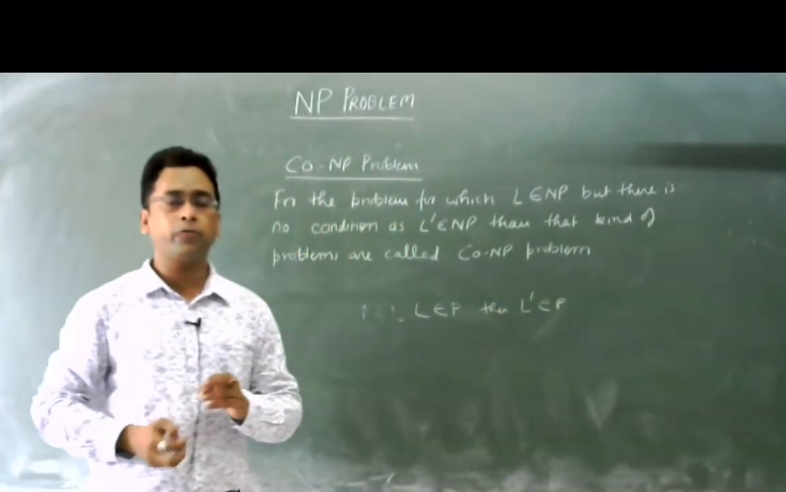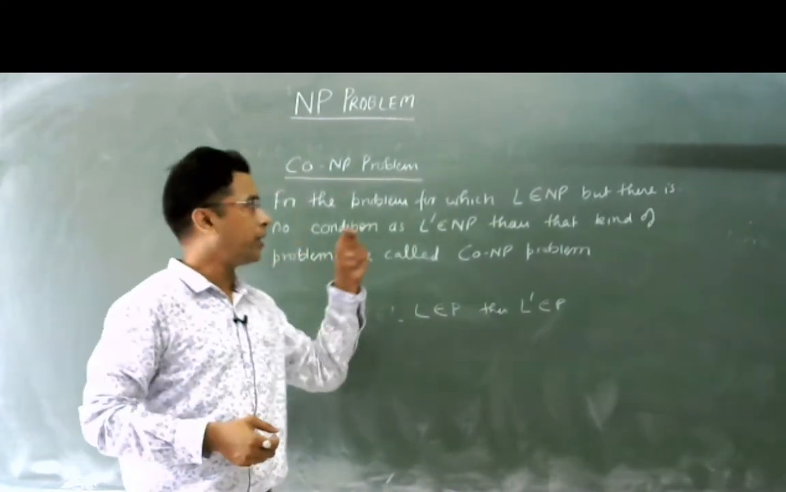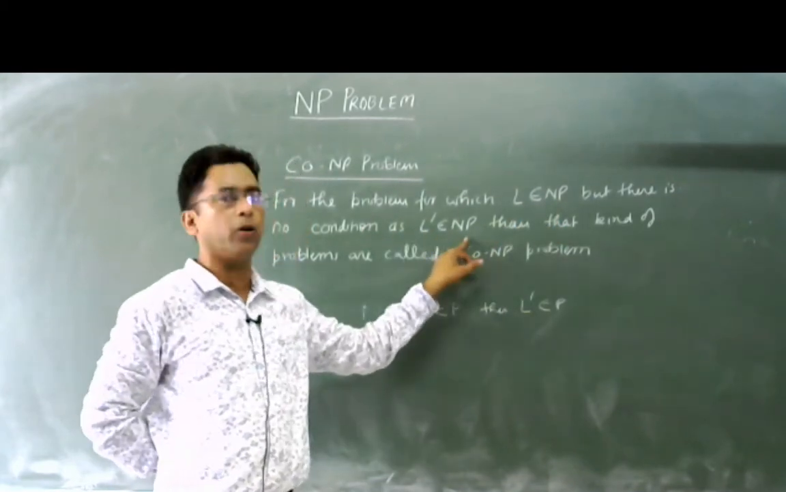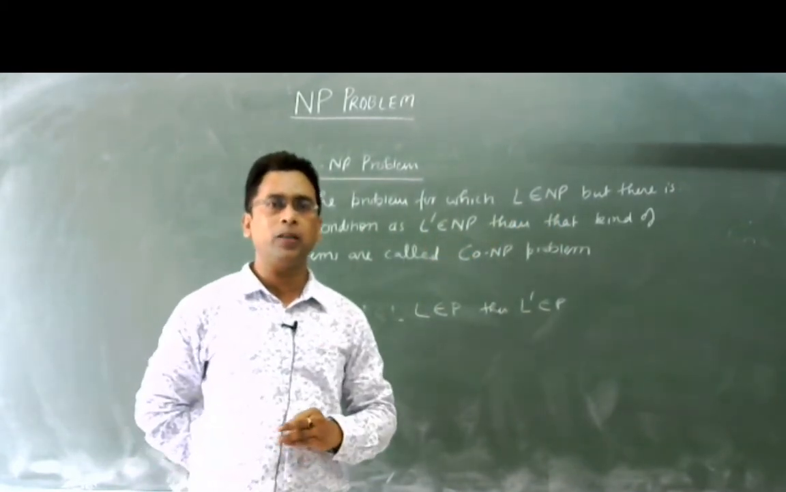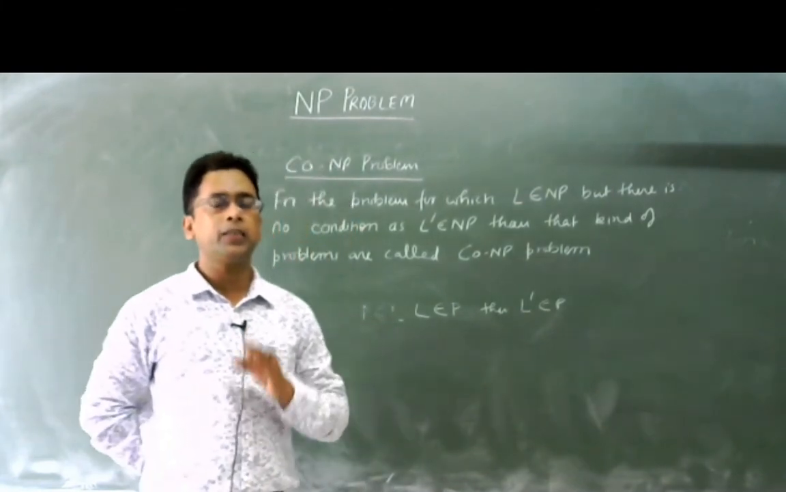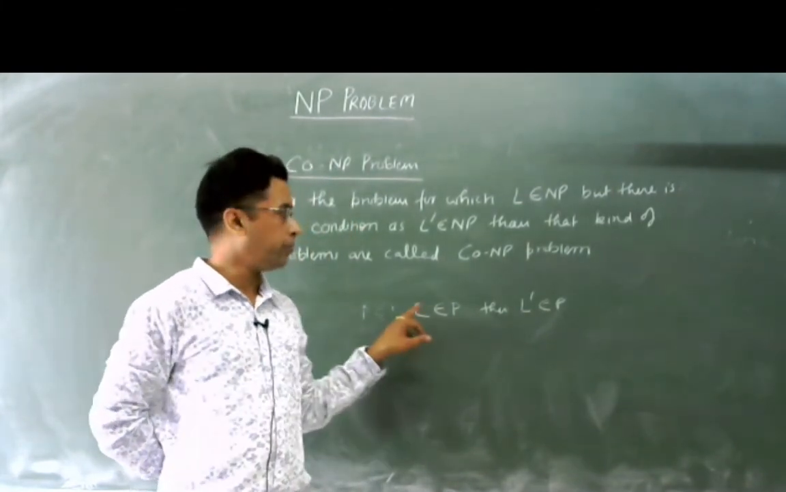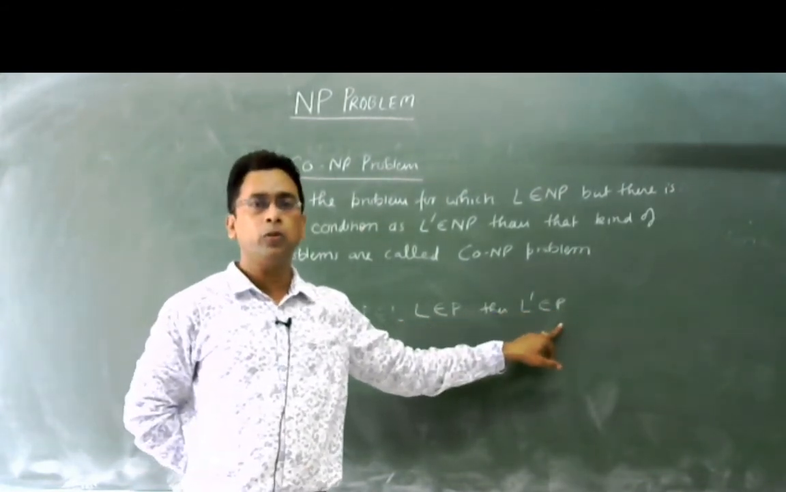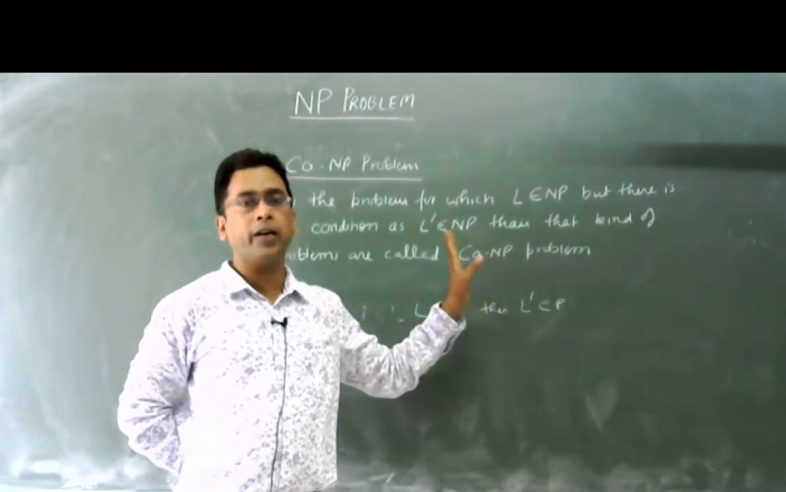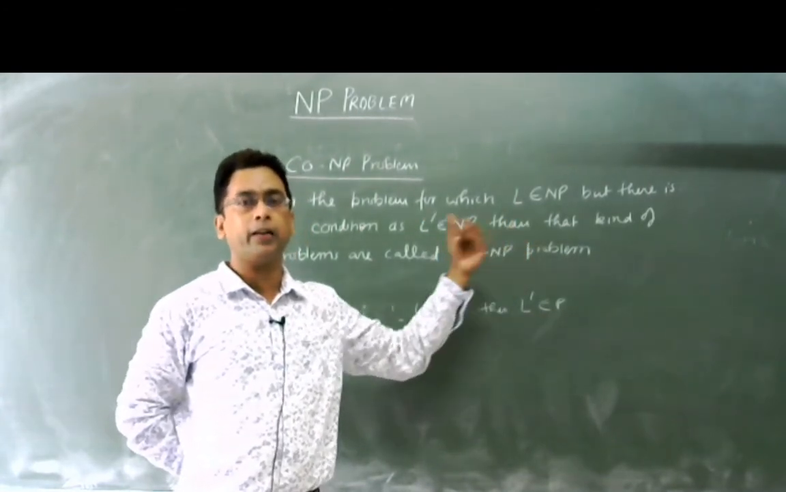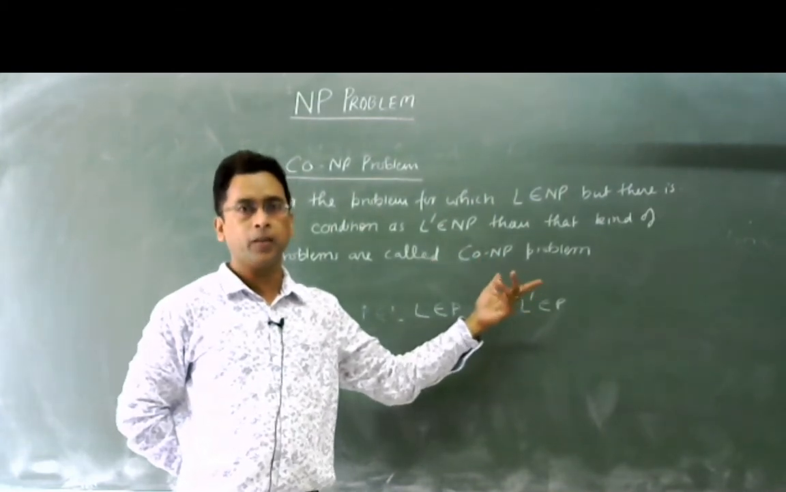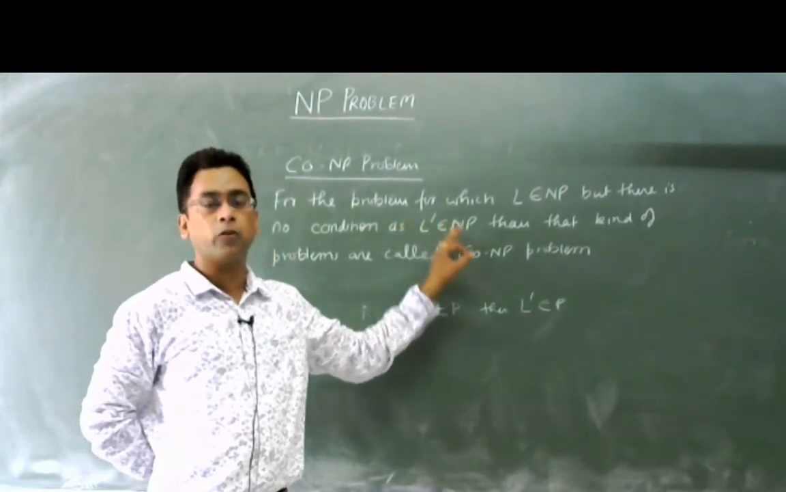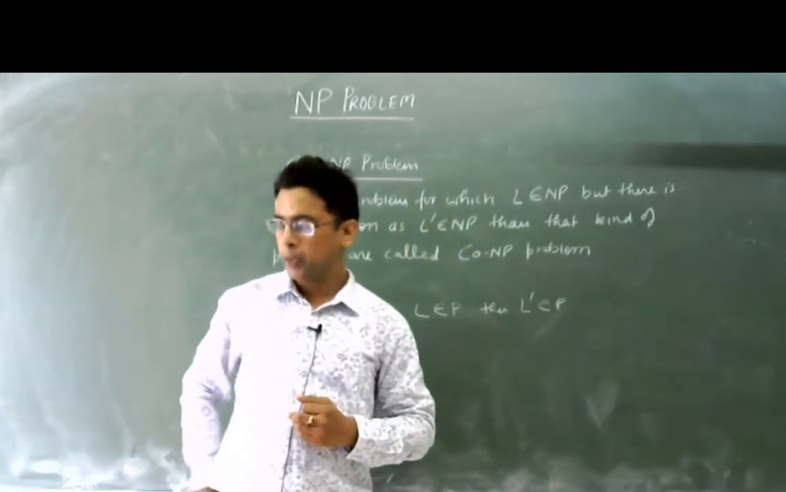But in case of co-NP, there are problems where it is possible that the language L belongs to NP, but L dash does not belong to NP. This class of problem is called the co-NP problem. In case of P, if L belongs to P, then L dash belongs to P. But in case of NP, there is no guarantee that if a language belongs to NP, then L dash will be NP; it may or may not be NP. This is a very strange condition, but this is true, and these kinds of problems are called co-NP problems, right?